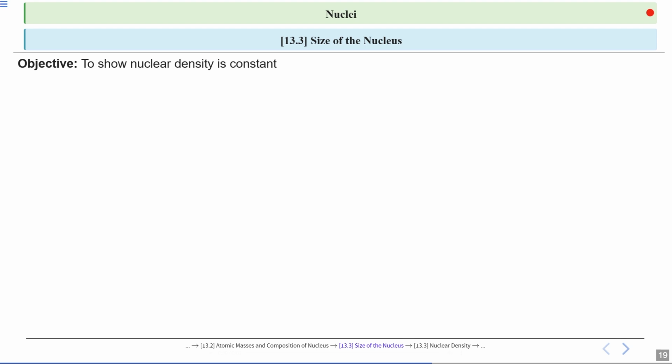Now our objective here is to show that nuclear density is constant regardless of the size of the nucleus. First, let's define what we mean by nuclear density. Nuclear density refers to how much mass is packed into a given volume inside the nucleus. It's similar to how we think about the density of everyday objects. Now look at how we can derive the formula for nuclear density, which we usually represent with the Greek letter rho.